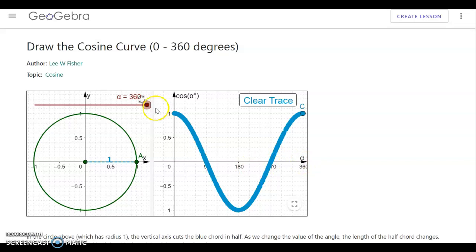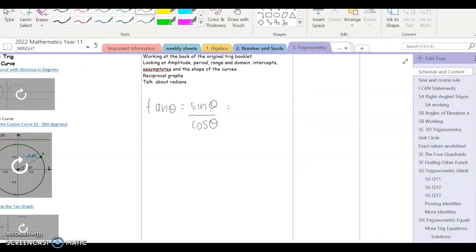Let's have a look at our tan curve now. Okay, so if we think about what's happening with our tan curve, we need to know what tan is first. So remember, tan theta is sine theta on cosine theta. Our sine was our y coordinate, and our cos was our x coordinate.